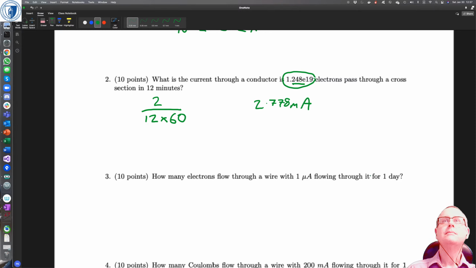Time would be 12 times 60 for 12 minutes. And then, yeah, 2.77 milliamps. Yep, very good. Thank you.